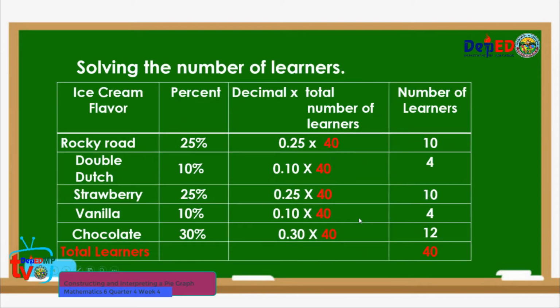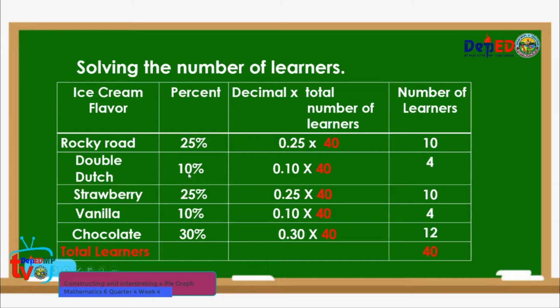Okay, let's see this one. Solving the number of learners. We have here the total number of learners, which is 40. Now we're going to solve the number of learners. Rocky Road has 25%. So change this 25% to decimals, and it becomes 25 hundredths or 0.25. Then multiply it to 40, and the answer is 10 learners.